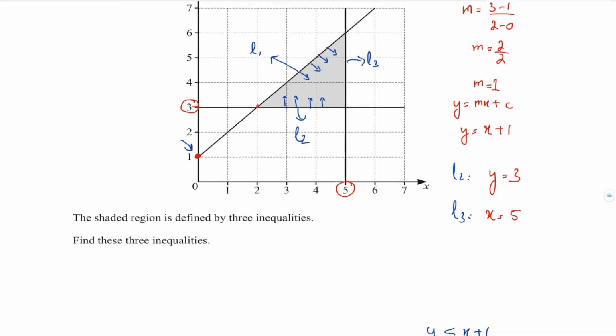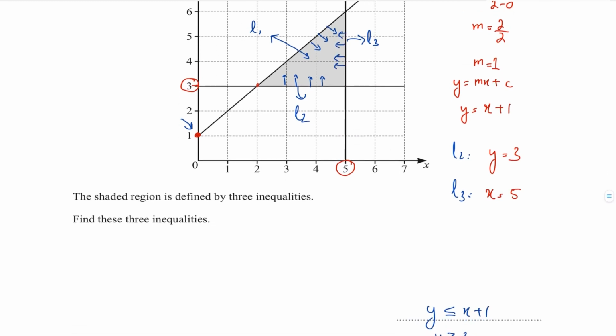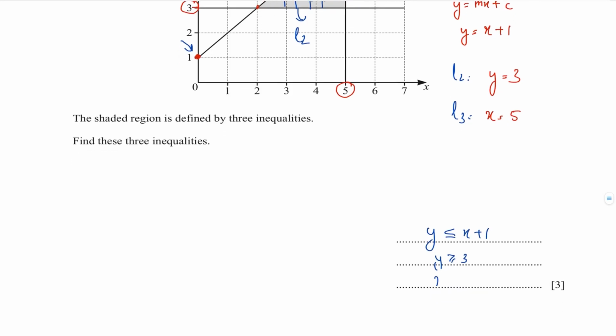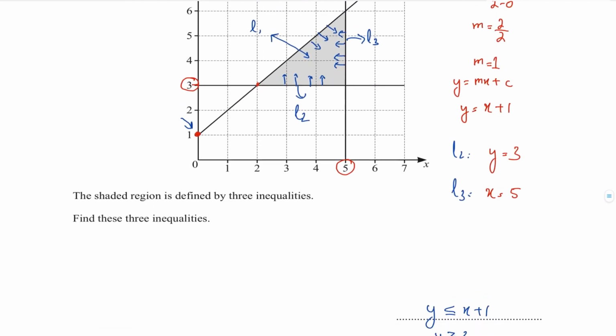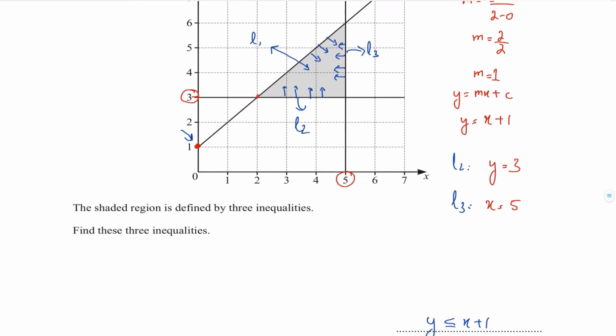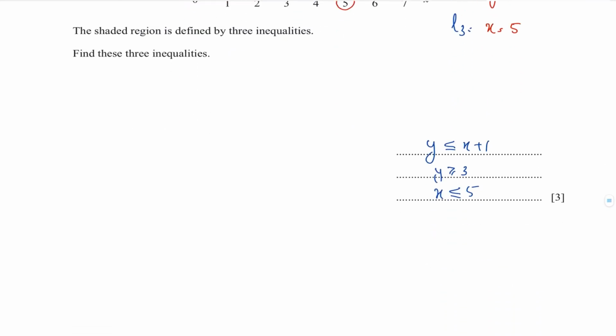And then let's talk about line 3. We can see that the shaded region is towards the left. That means the x values are going to be less than or equal to 5. So we're going to have x is lesser than or equal to 5. Let's just quickly double check. Line 1, y less than or equal to x plus 1, that's fine. Line 2, y is greater than or equal to 3. Line 3, x is lesser than or equal to 5. Yep, that's correct.